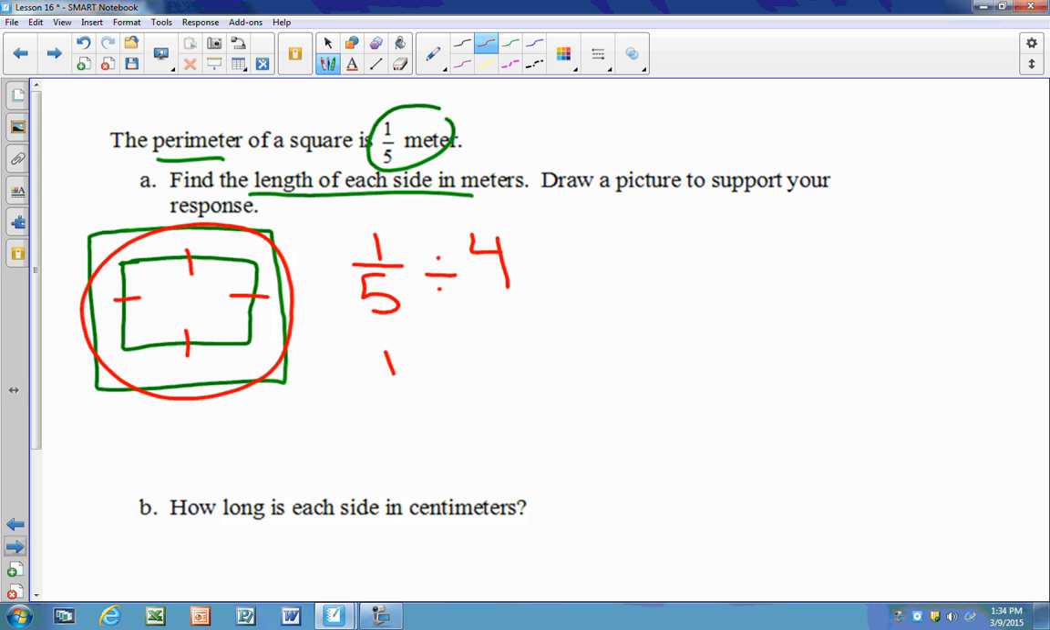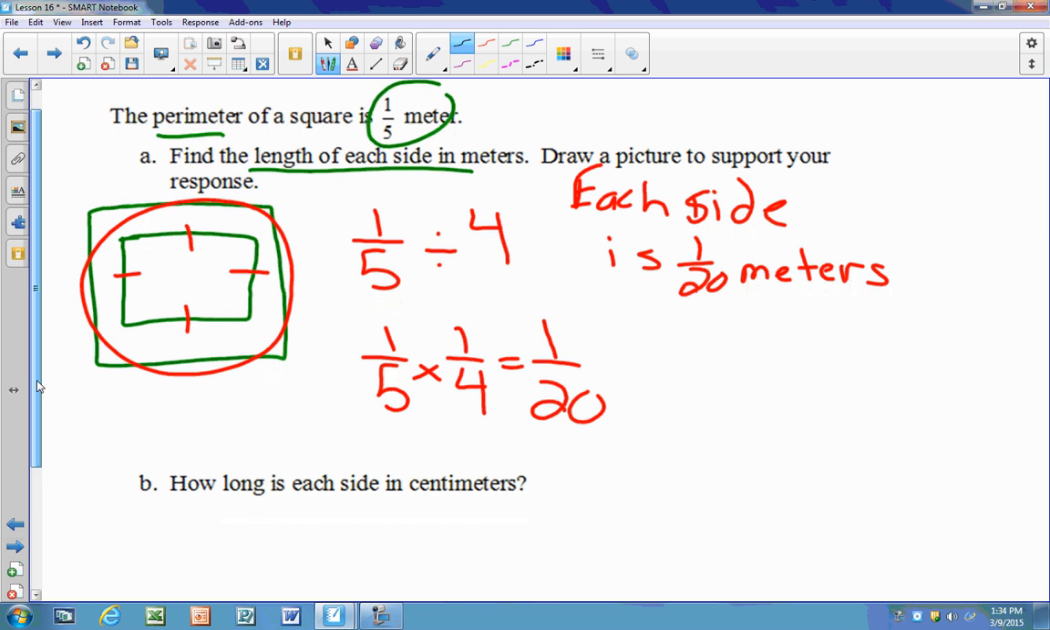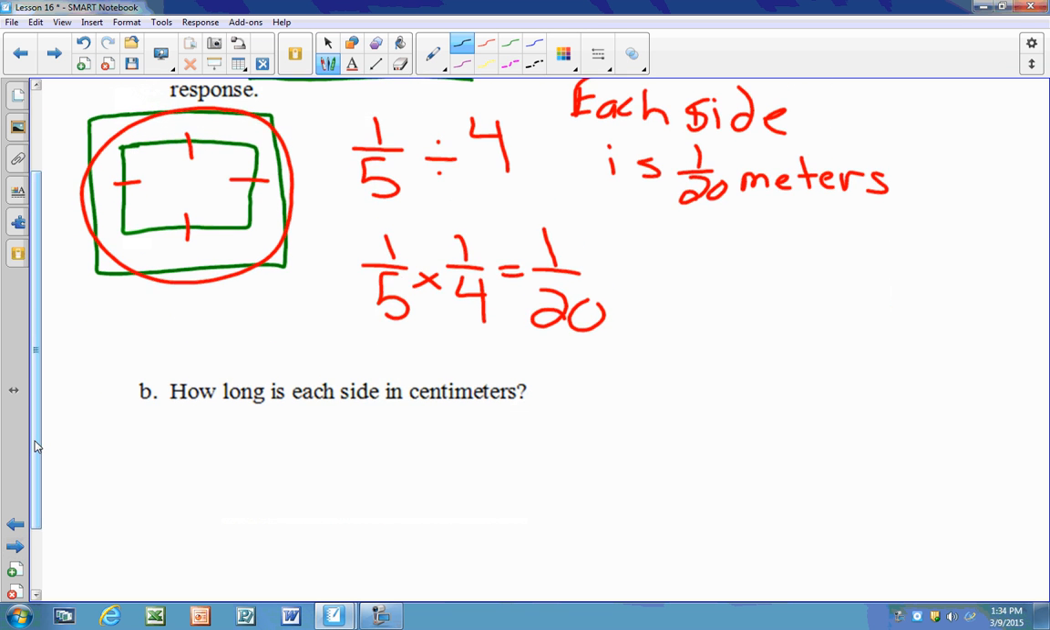Okay, and we have 1/5 times 1/4, and each side is 1/20. Each side is 1/20 of a meter. How long is each side in centimeters? So 1/20, we got to turn that into a decimal. So we're going to turn that, go to 100. So it's 5/100, which is this.